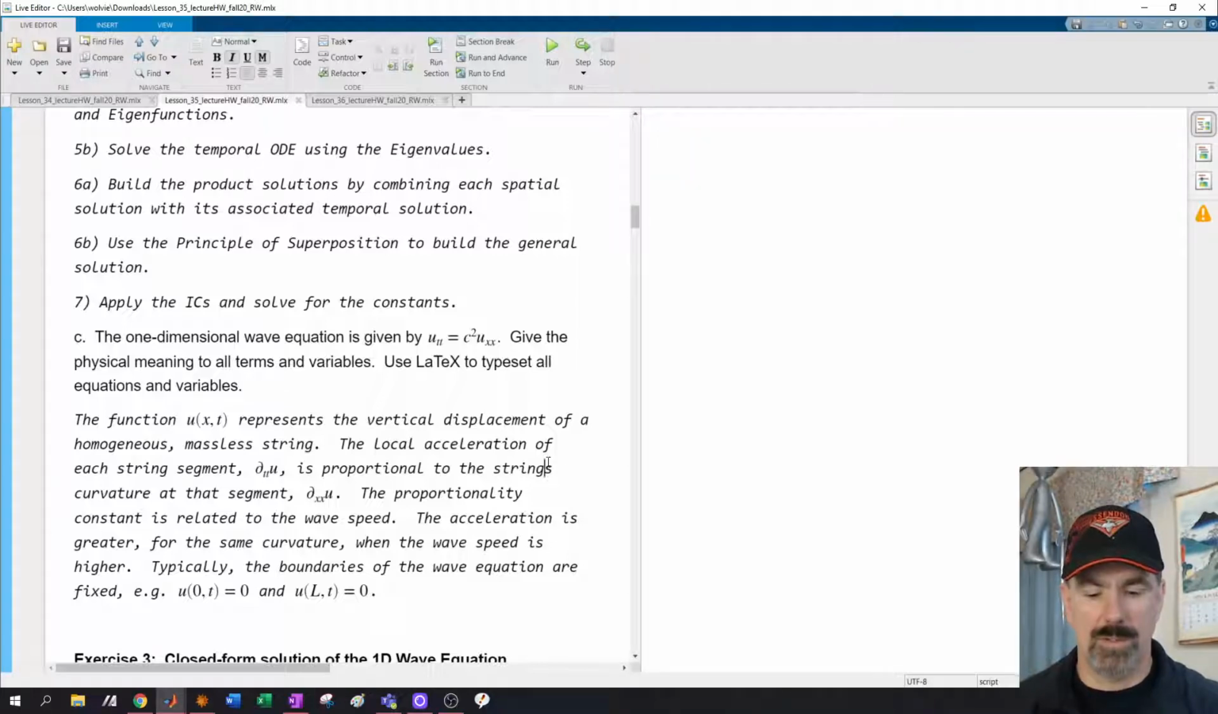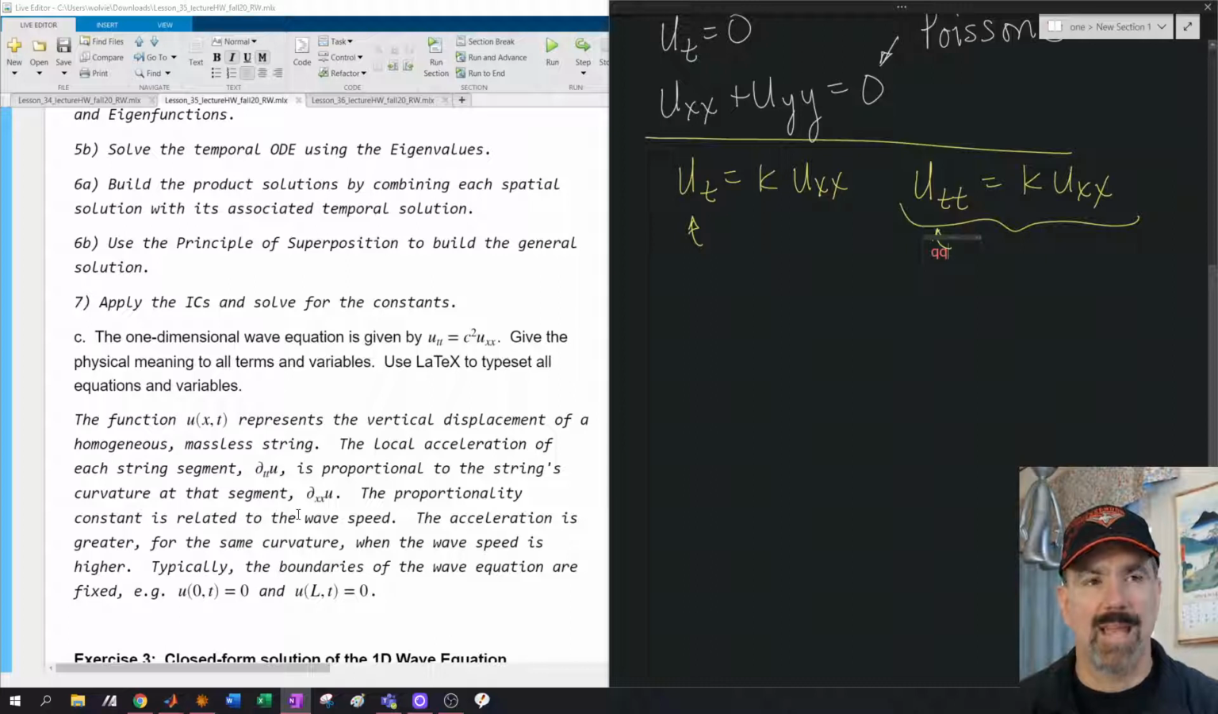The string's curvature at the same segment. So the greater the curvature, the faster the acceleration. And the proportionality constant that relates these 2 items, acceleration and curvature, is the wave speed, which means the acceleration is greater for the same curvature when the wave speed is higher. This kind of meets with what we would have for a basic intuition.